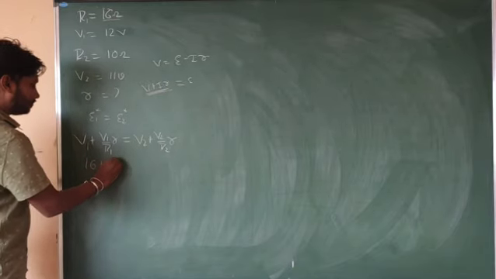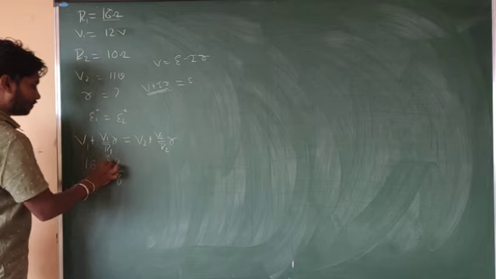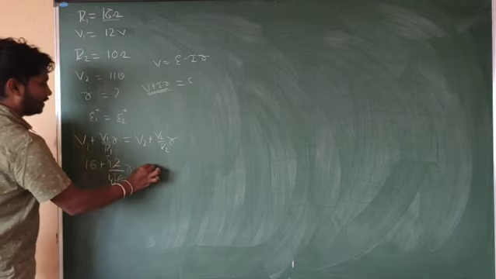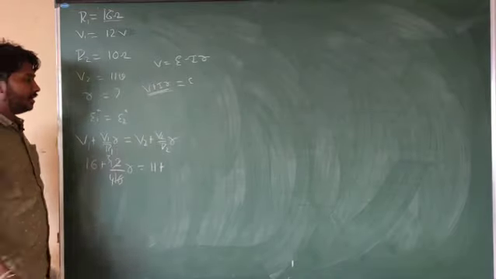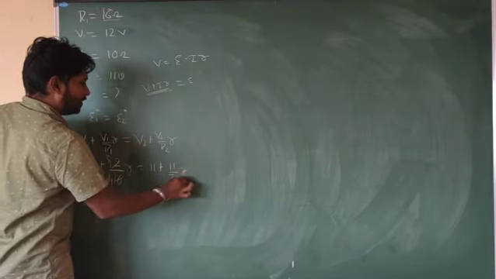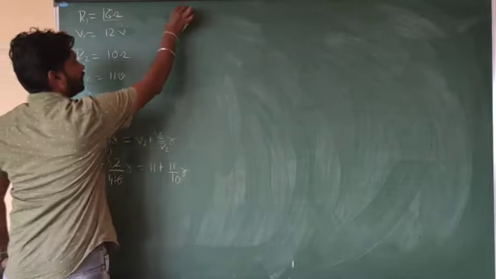V1 is 12, R1 is 16, into R. V2 is 11, and V2 by R2 is 11 by 10, into R here. So just solve for the value of R here.